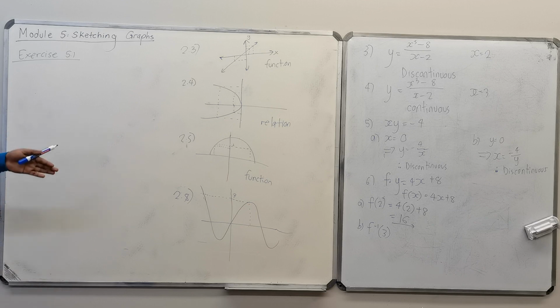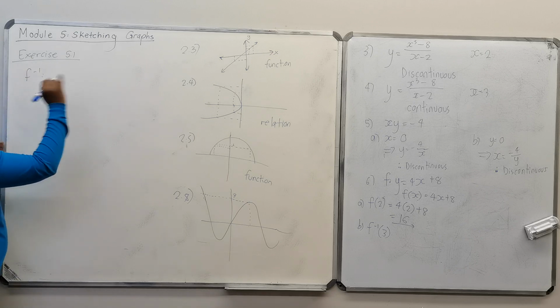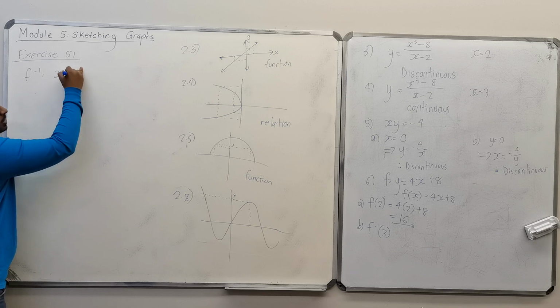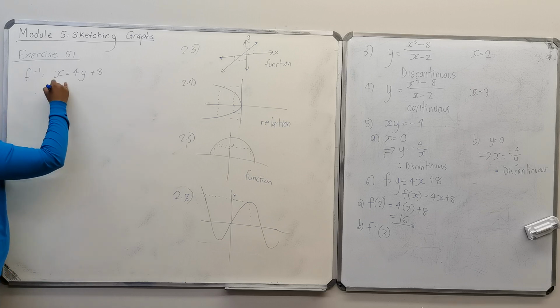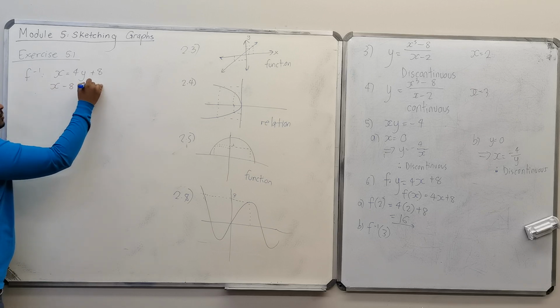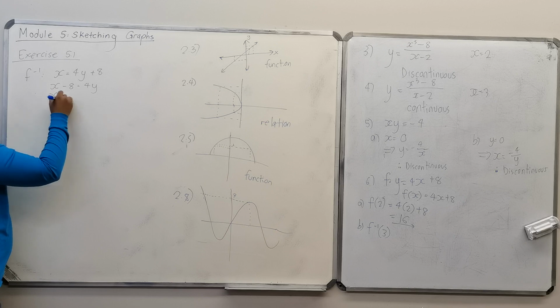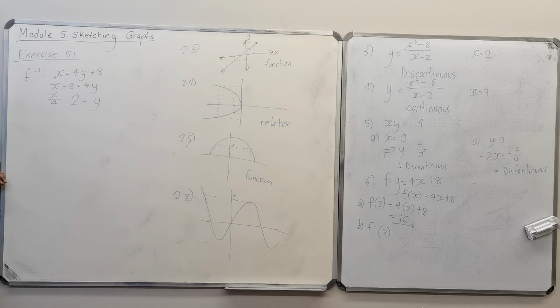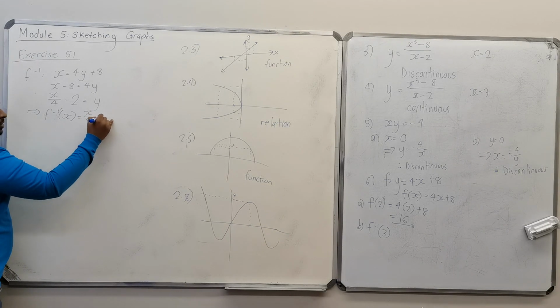Firstly, you need to get your inverse function, right? So, your inverse function would be, you'd swap your x and y. So you'd say x is equal to 4y plus 8. Then you end up with x minus 8 is equal to 4y. x over 4 minus 2 is equal to y. You understand it, right? Okay. Therefore, f of minus 1, your inverse function, would be equal to x over 4 minus 2.